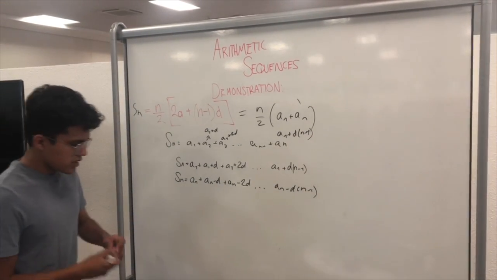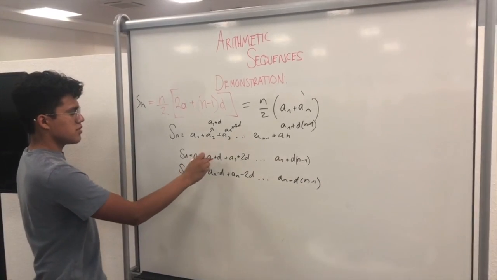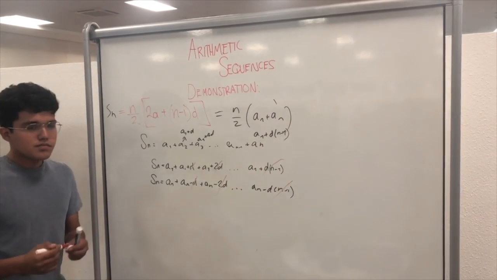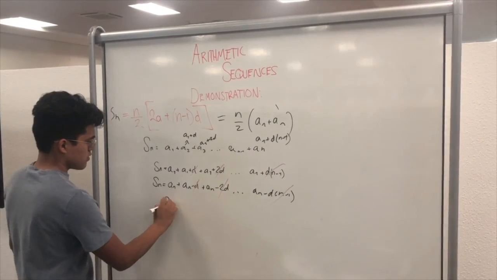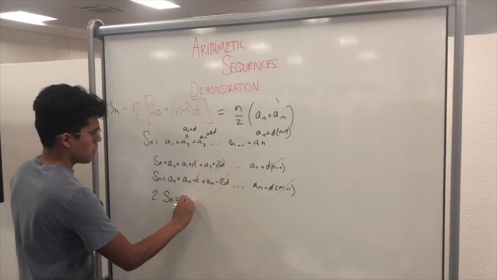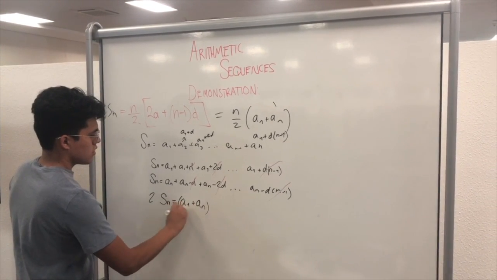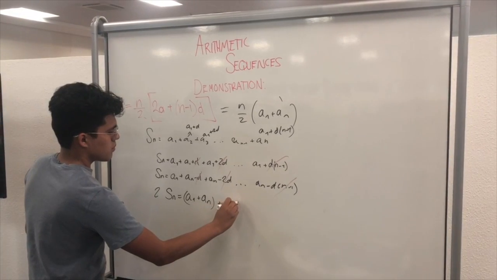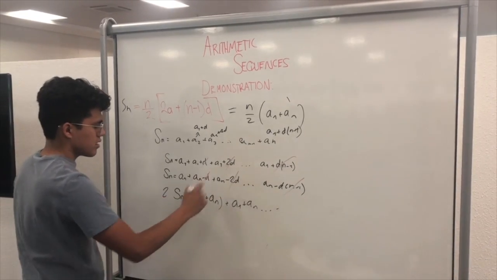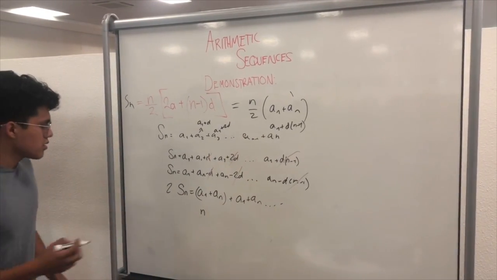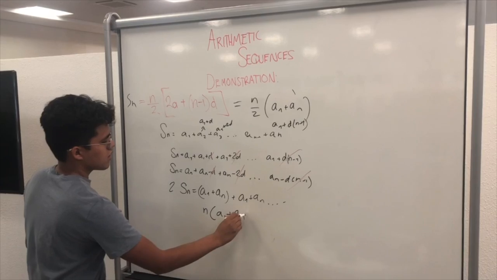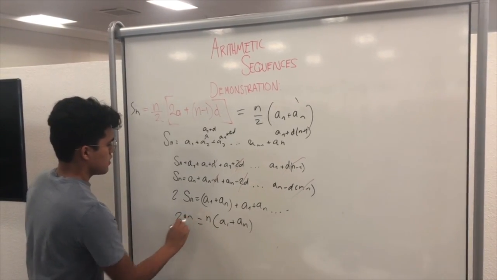And as you can probably tell, all of these cancel each other: d, 2d minus 2d, and so on. It would actually end up looking like this: 2Sn is equal to a1 plus an, plus a1 plus an, forever. Now we can simplify this by just turning all of these extras to n, since that's the term you're looking for, and it would end up looking like n times a1 plus an equals 2Sn.